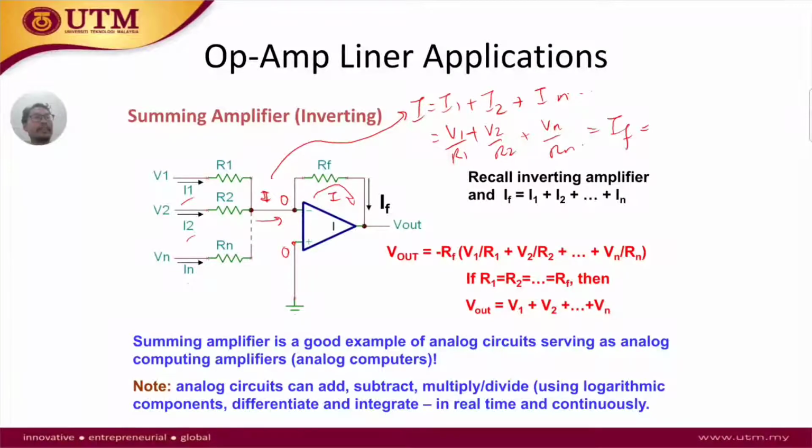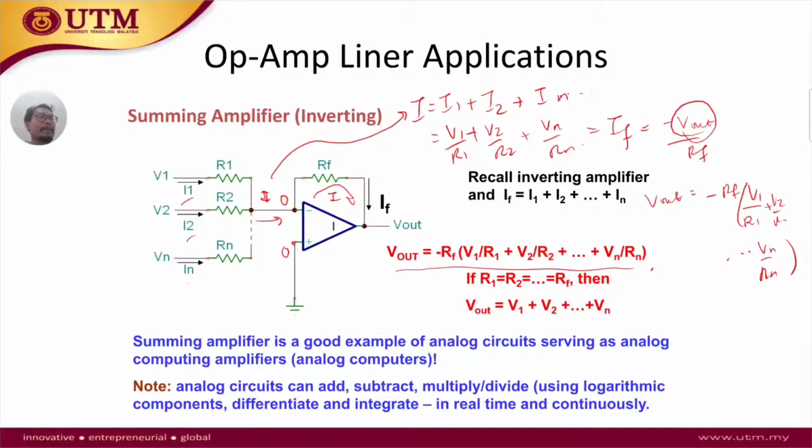IF is equal to IF, and IF is minus V out over RF. So 0 minus V out over RF. So if we have this, can we derive the value of V out? Yes, we can. V out is just going to be minus RF times V1 over R1 plus V2 over R2 up to Vn over Rn. That's given here. So this is the value of V out, and if R1 equals R2 equals RF, therefore V out is just the summation V1 all the way to Vn.